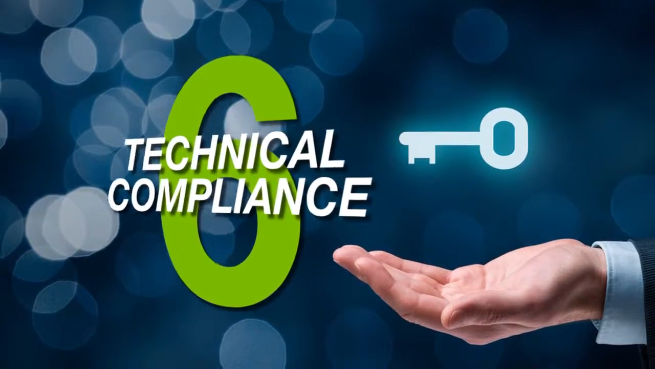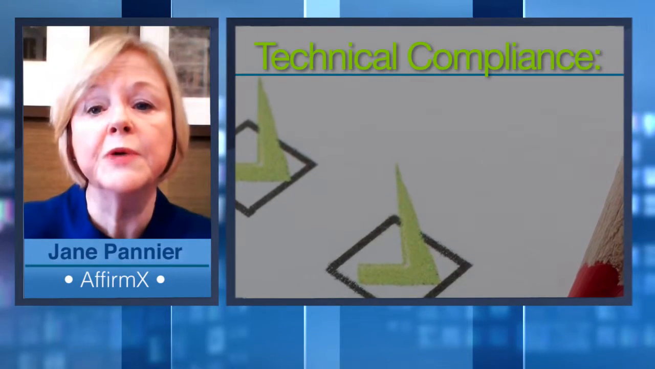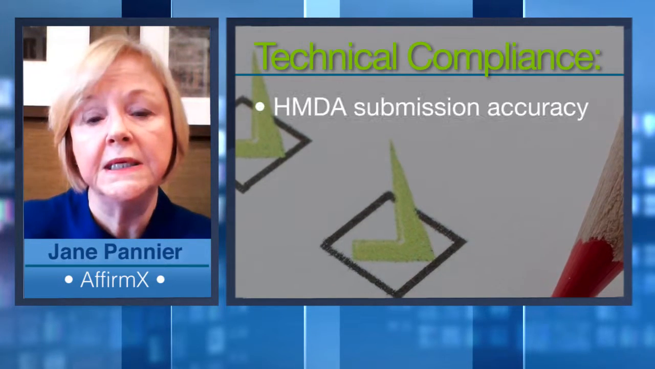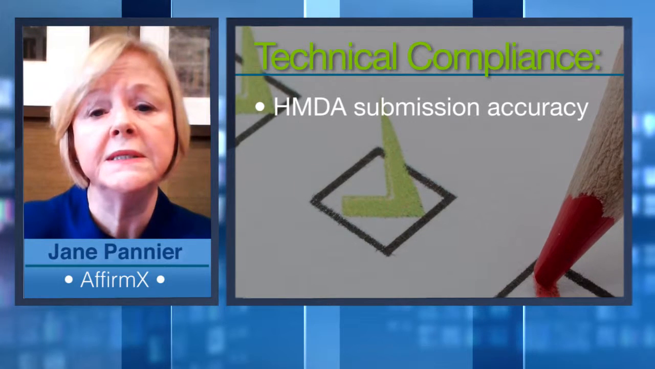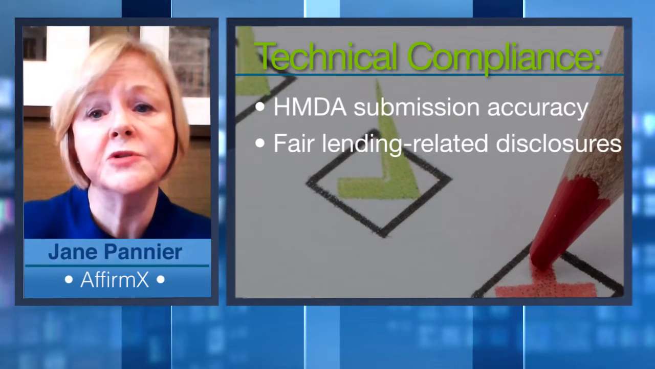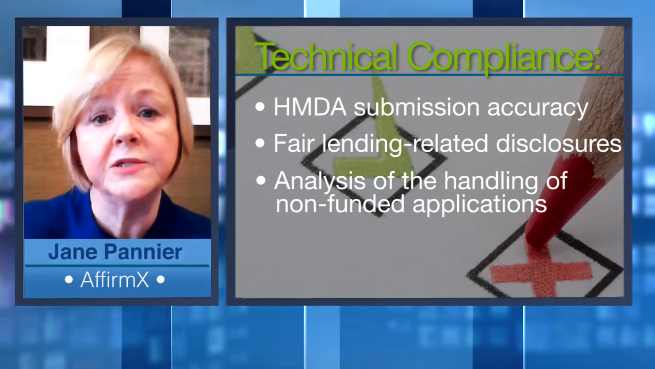The sixth and last key area is technical compliance. Review the technical requirements associated with fair lending, including a sampling of your institution's come-to-submission accuracy, fair lending related disclosures, and an analysis of the handling of non-funded applications.